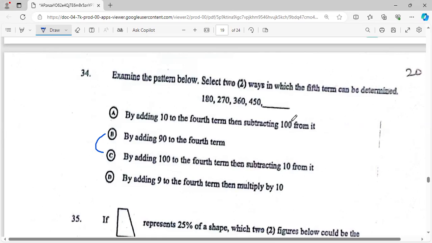I agree with her. Anybody get a different combination apart from B and C? No, sir. But one question though, guys. Could A work? Let's test that theory, if A could work. Some persons gave me A. Sir, I tested it and it can't work. You would end up back with the 360.